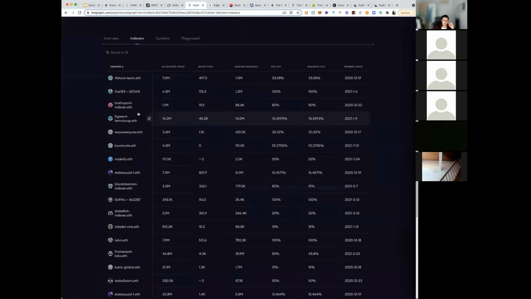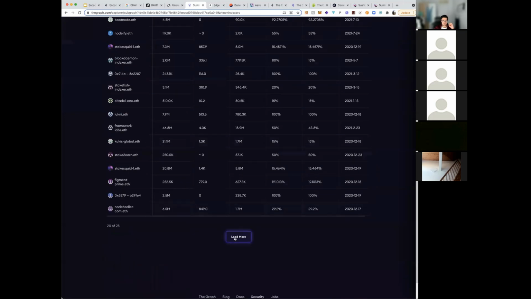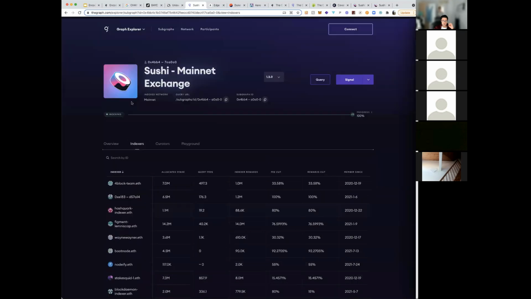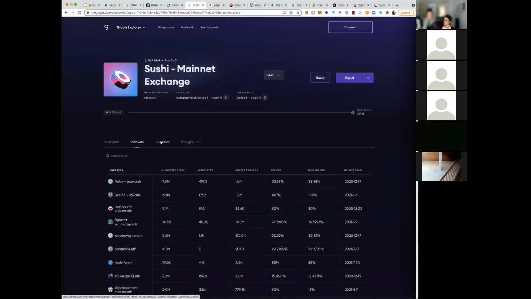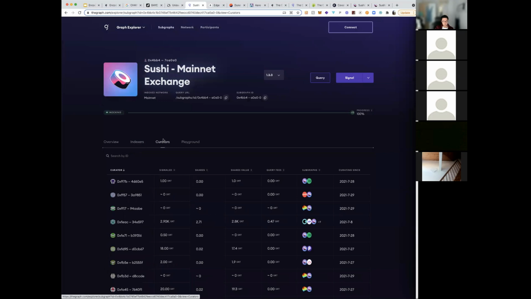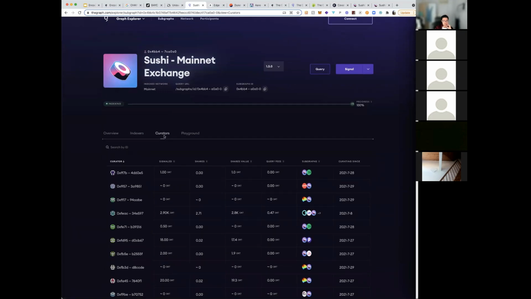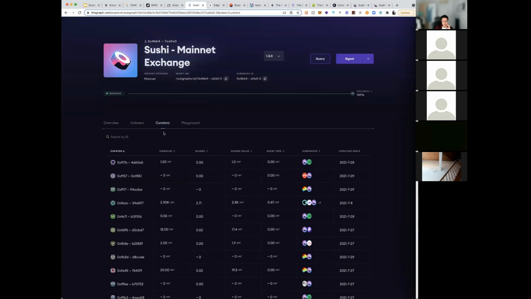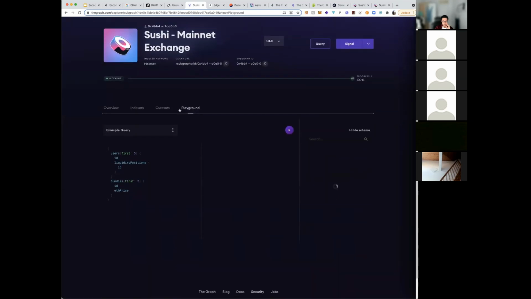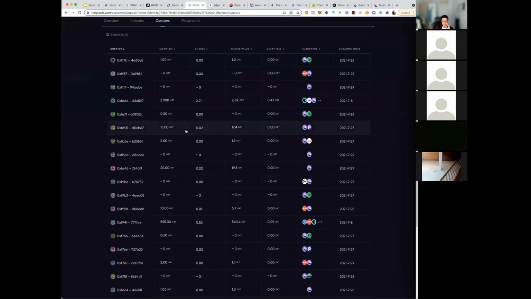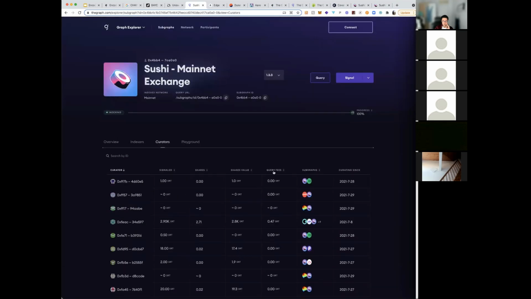I can see who is indexing this data and who is making sure it's available at all times. And I can curate. I can see the creators, and I can also, we'll talk about the playground a little bit later. I can see how much query fees different creators have generated. I know someone asked about that. So this person's been creating since then.